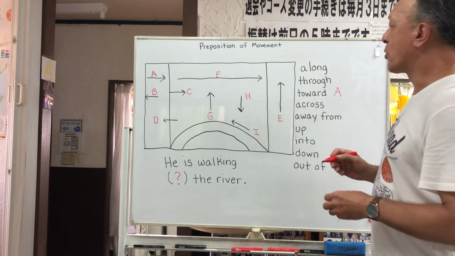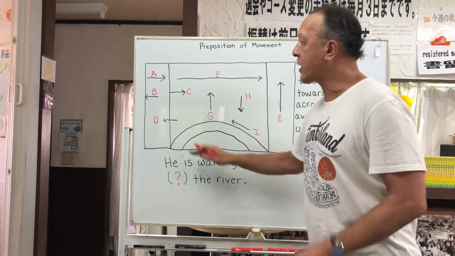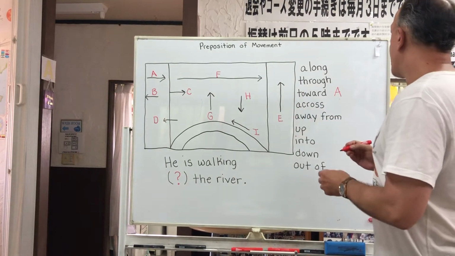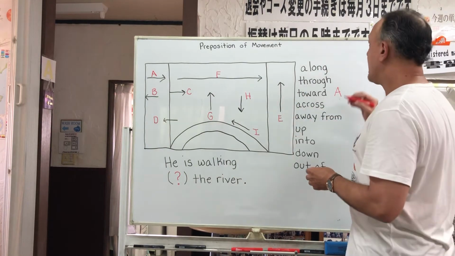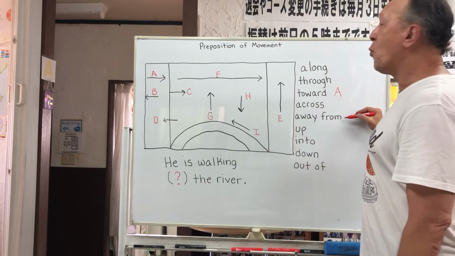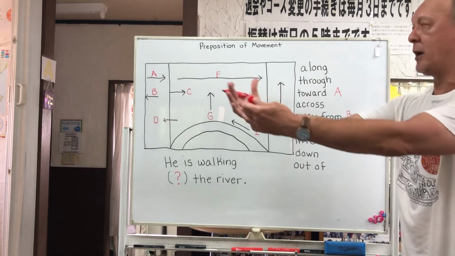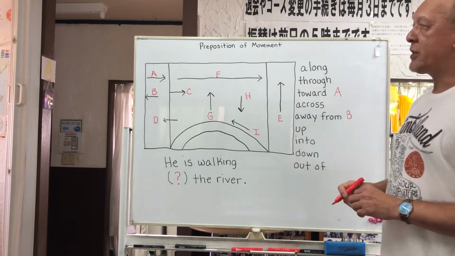Let's look at B. We're going to see he is walking, and we see the arrow going away. So it will be: he is walking away from the river. Away from. Okay?